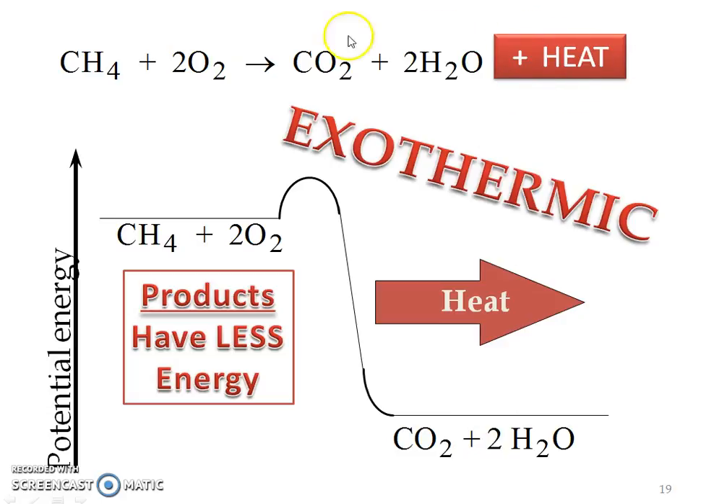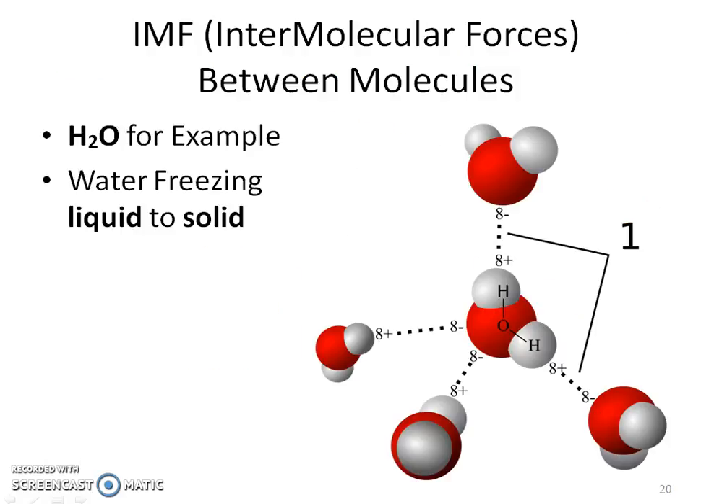So again, if you look up here at the actual balanced equation, anytime I see exothermic or a negative delta H, I always put heat as a product, just as a reminder that heat is being released. So now it's a product, it's given away. Let's look at these IMFs again. Again, we're talking about H2O molecules, but now let's pretend that this is a liquid.